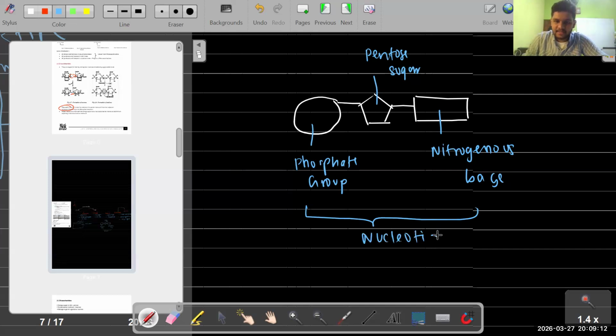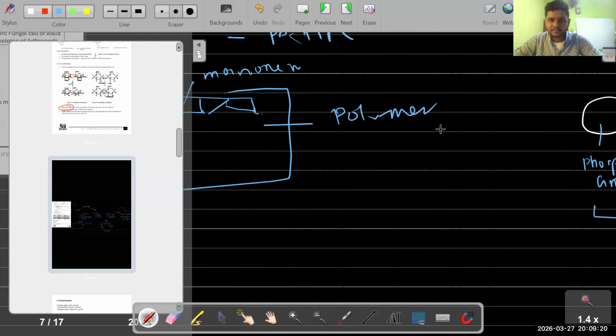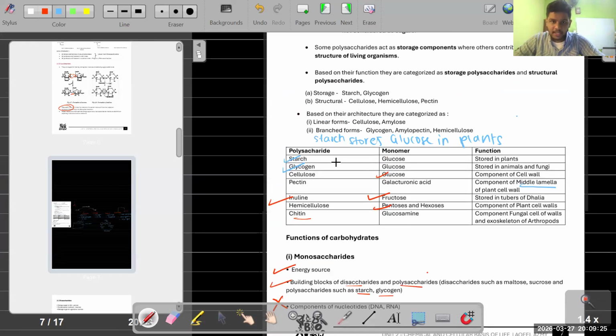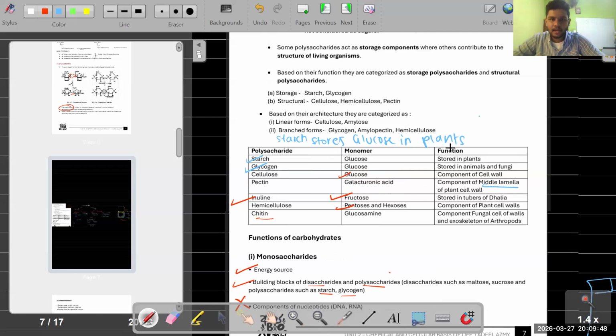Nucleotide. You might ask, sir, what is a nucleotide? Now see, what is glucose? Glucose is a monomer. Monomer of starch, glycogen, cellulose. Am I right? Glucose is considered to be a monomer, right? Monomer means they are the simplest units. They are the first step, right? They combine and they form a polysaccharide, right?